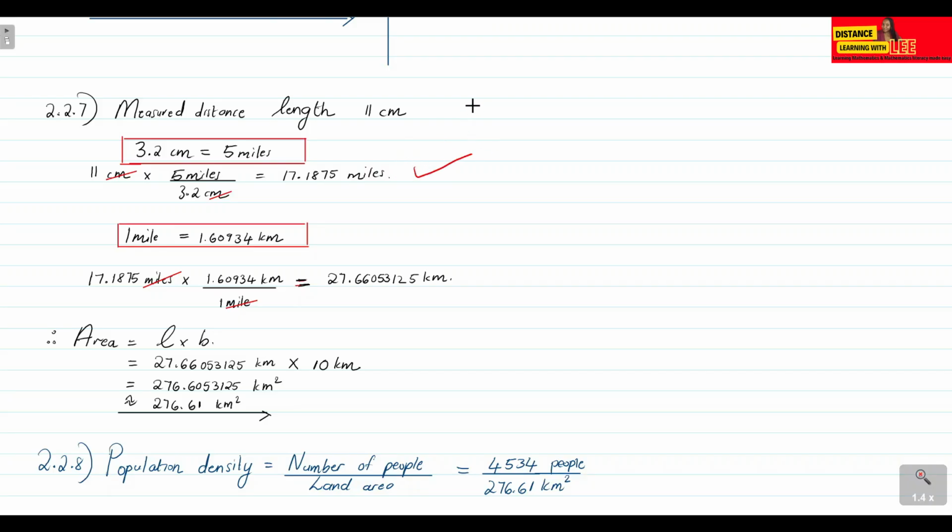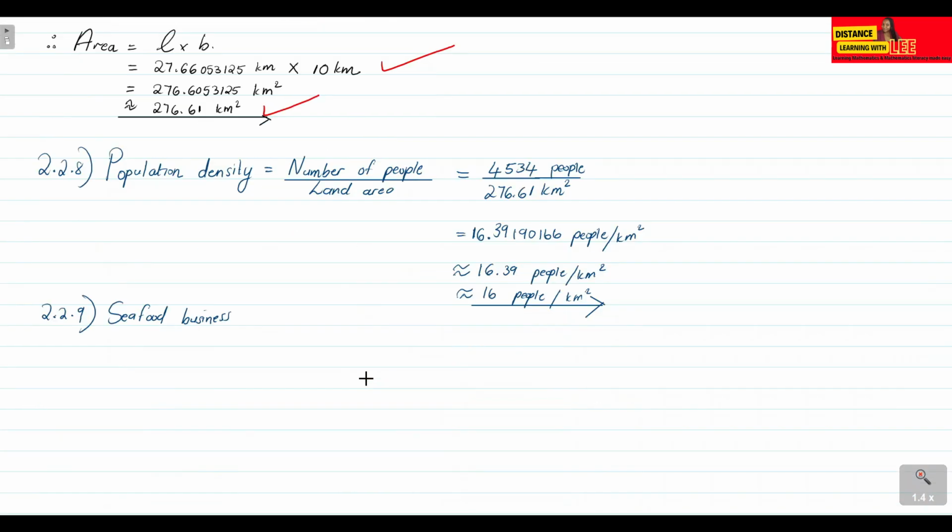You get another mark for converting your miles into kilometers. You get another mark for calculating the area, that it's 10 kilometers multiplied by the 27.66, right? Get 1 mark for that. And the final mark for your final answer of your area of 276.61 kilometers squared.